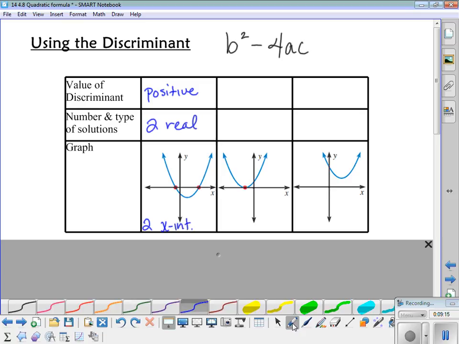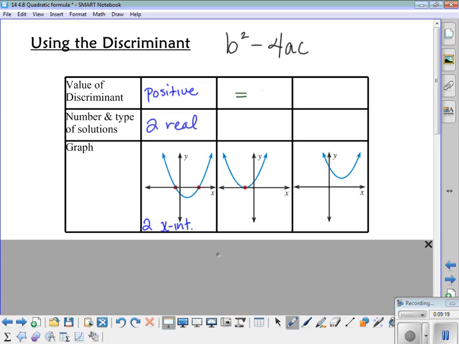Then when we did the second problem, we had 900 minus 900. It ended up equaling 0, right? How many solutions did we have that time? We had just 1 solution, and it was a real solution also. That means that there is 1 x-intercept. It means the vertex is on the x-axis. And I think we've talked about that before, too. That when we got 1 solution, that meant the vertex was on the x-axis.